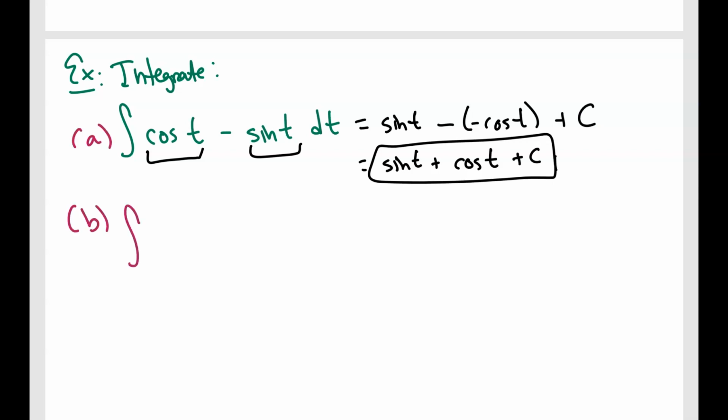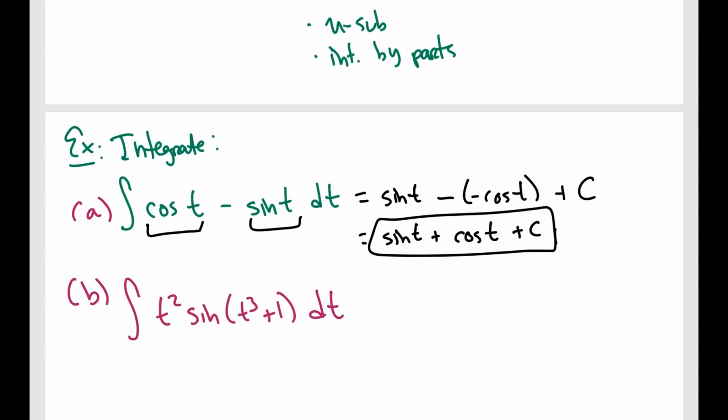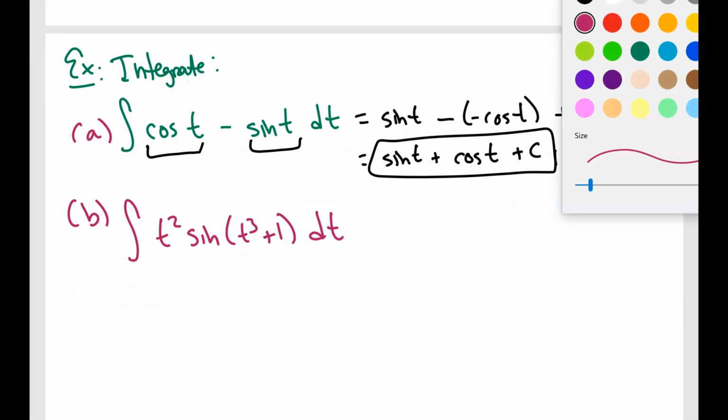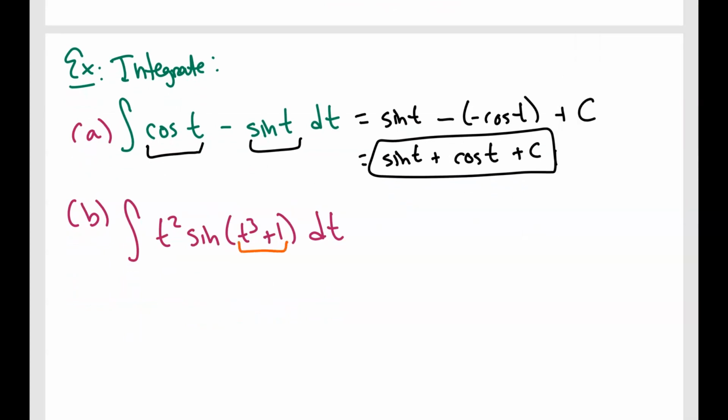Let's do part B. Let's say we want to do the integral of t squared sine of t cubed plus 1 dt. If you look at this, it looks a lot like integration by parts because two different functions are being multiplied together. But also remember, is u-substitution maybe probable? Well, a u-sub basically means that a derivative is somewhere in the function. You have the inside function, t cubed plus 1, and you have something on the outside, t squared. So it seems like u-sub might be really probable. So let's go ahead and do that.